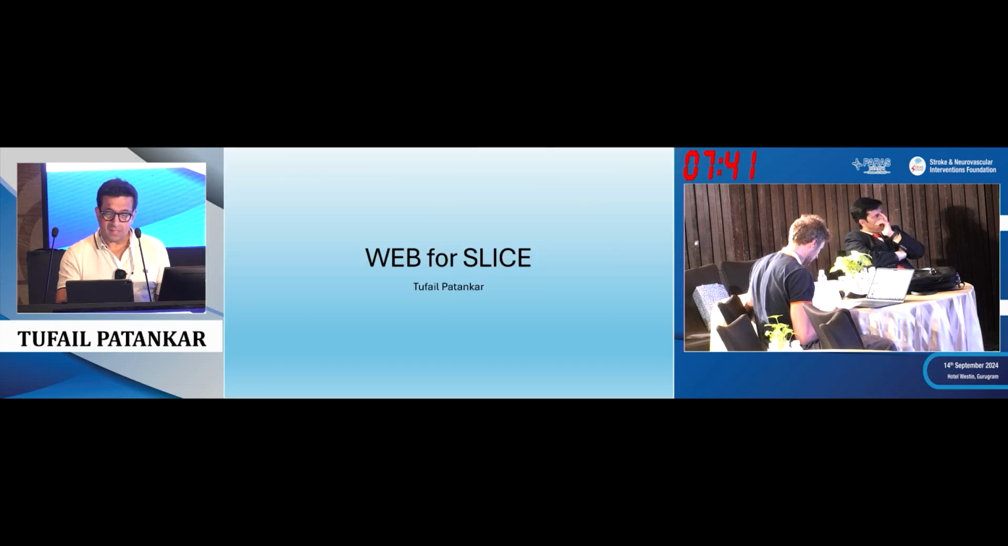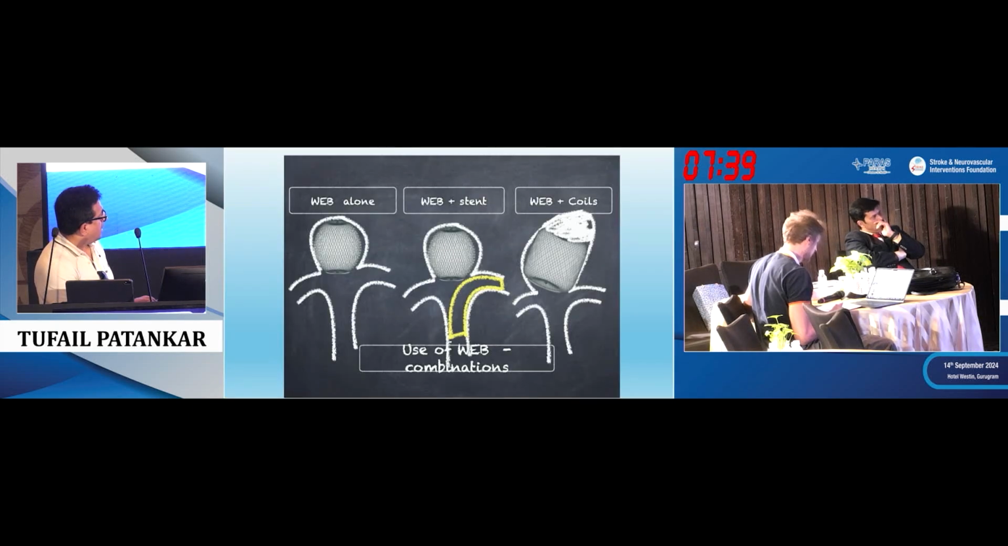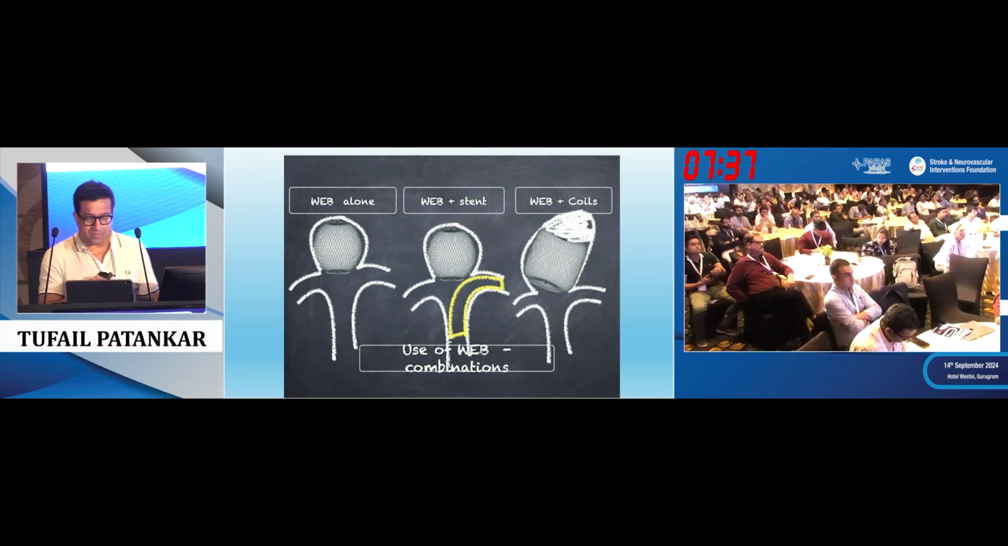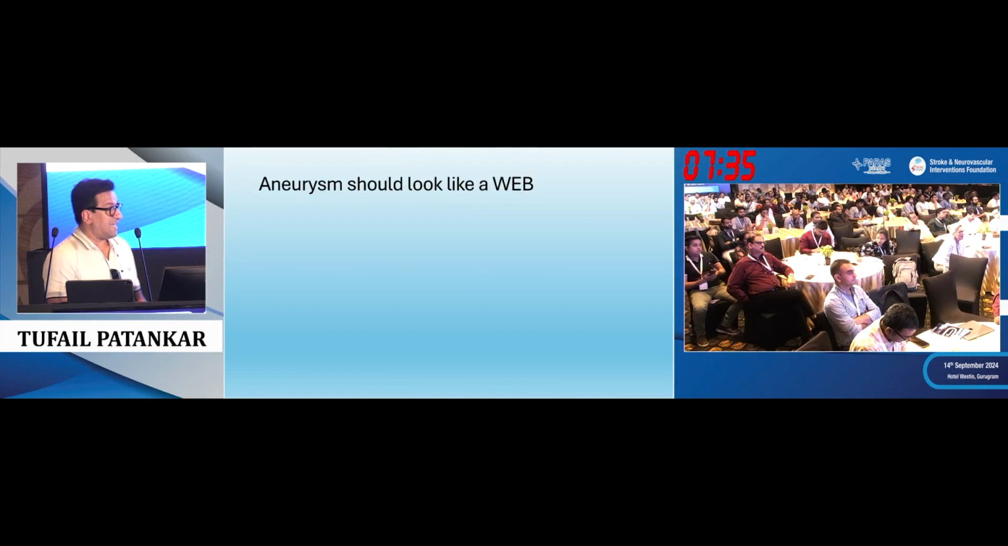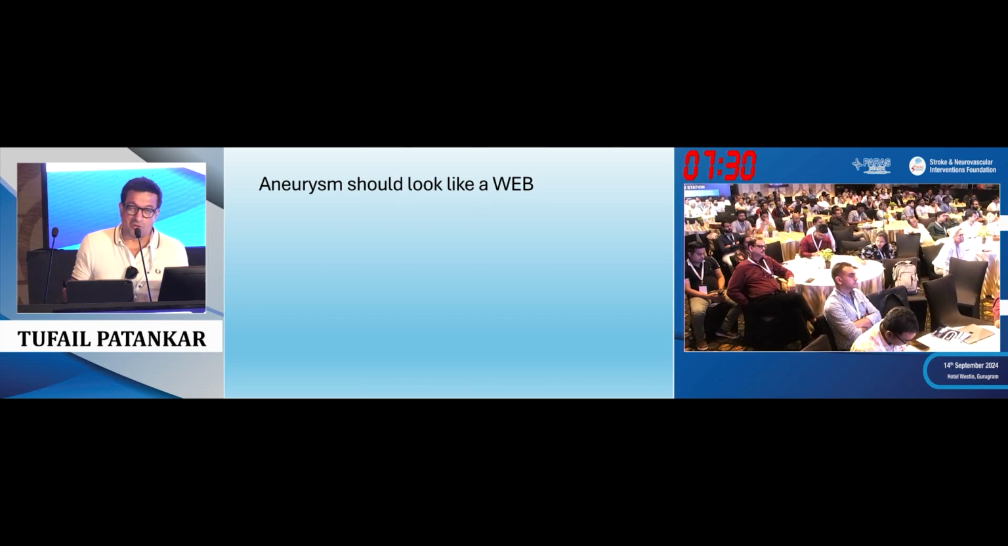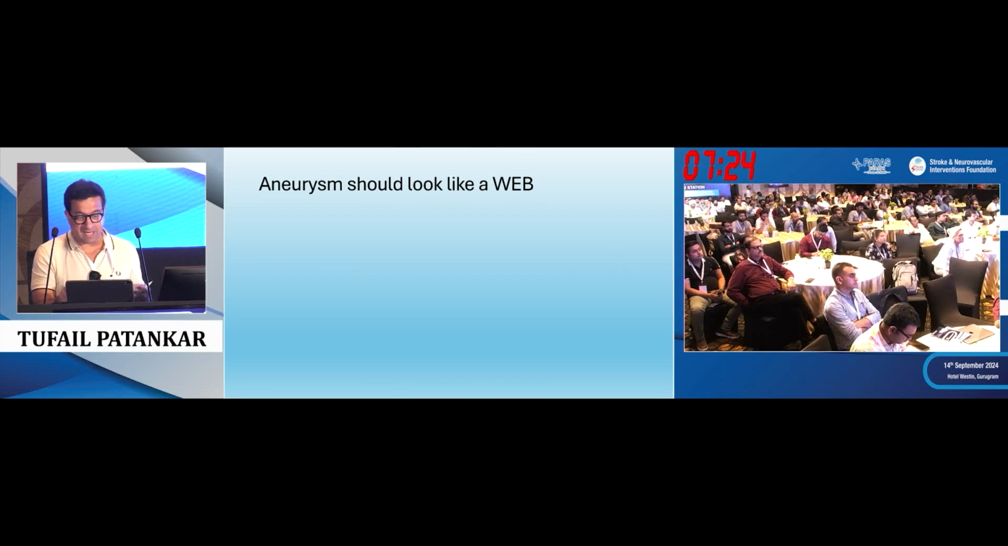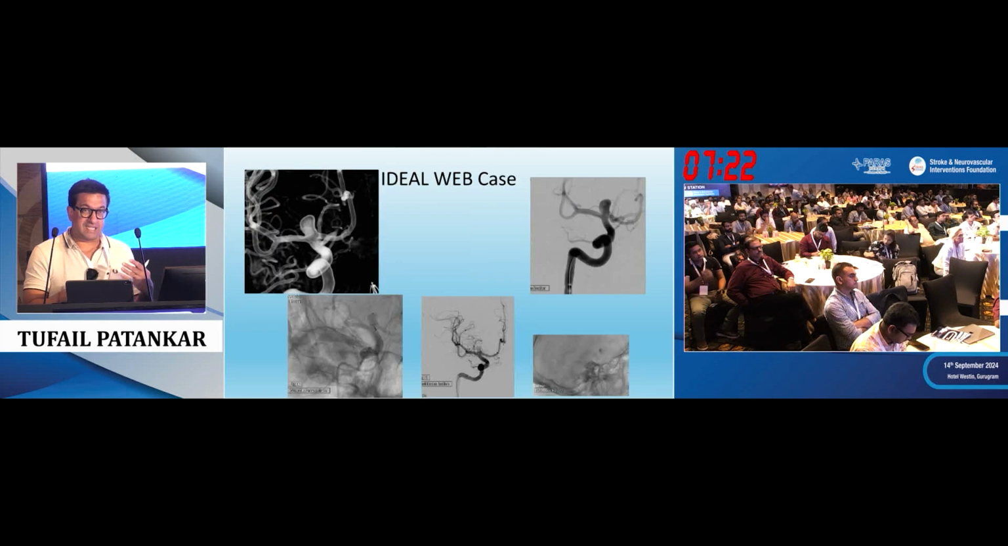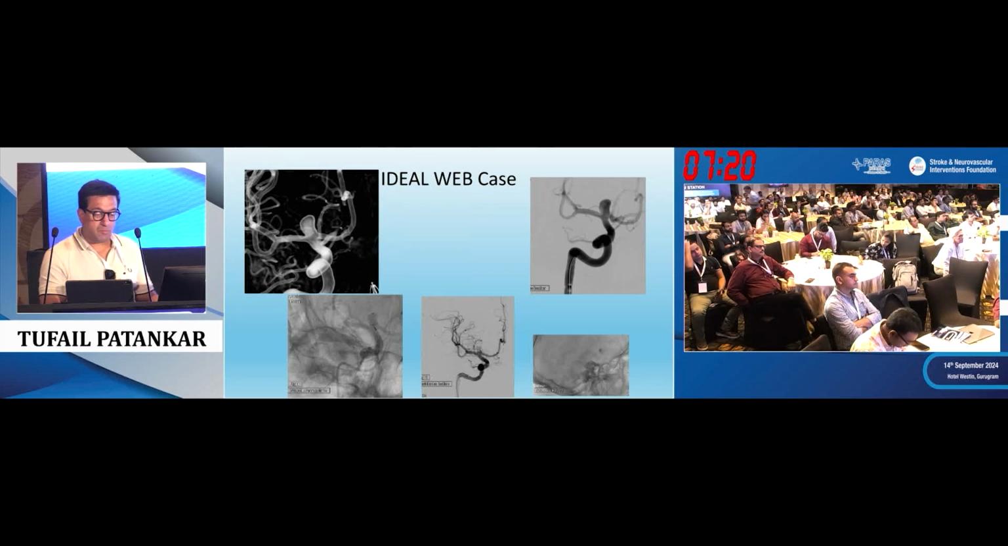Web, you can do web on its own, web with a stent, web with the coils. If an aneurysm looks like a web, it's good for web. If an aneurysm is good for RTs, it's always good for web. If an aneurysm is good for web, it's very good for RTs. That's how I look at it. The shape is very good. RTs is a bit softer now, so it's more compliant.